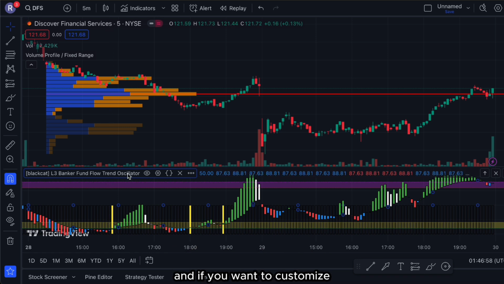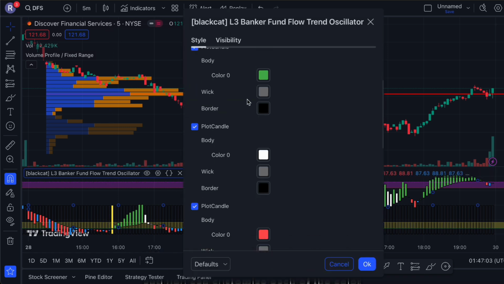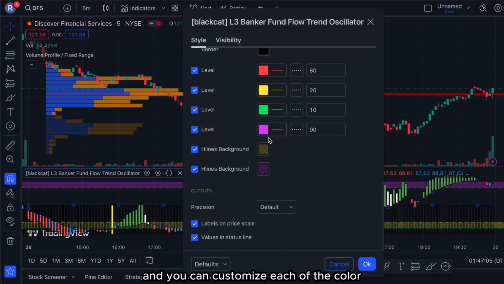And if you want to customize the settings of this indicator, you can just go to the settings, and you can customize each of the colors based on the indicator, and you can also customize its precision based on your trading time frame. Make sure that the indicator that you customize suits your trading strategy, whether it's a short time frame or even a long time frame. Make sure that it suits your strategy before you start.